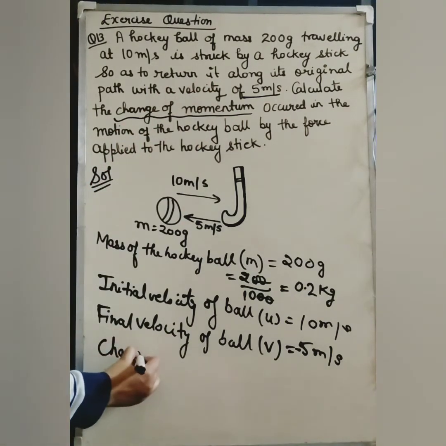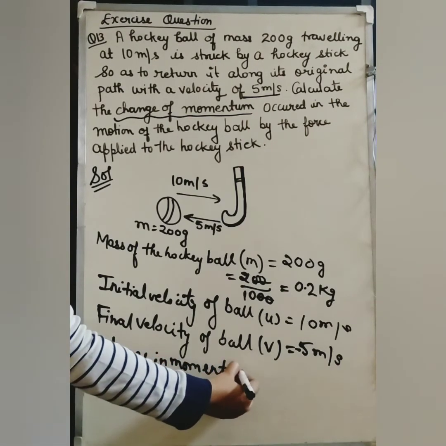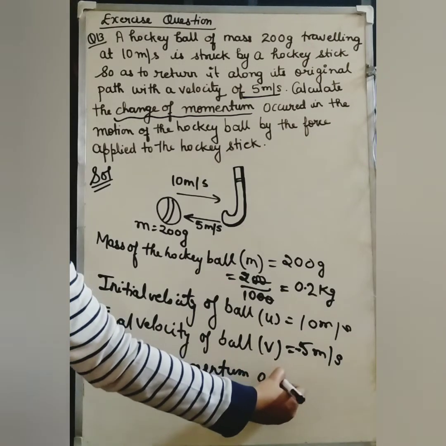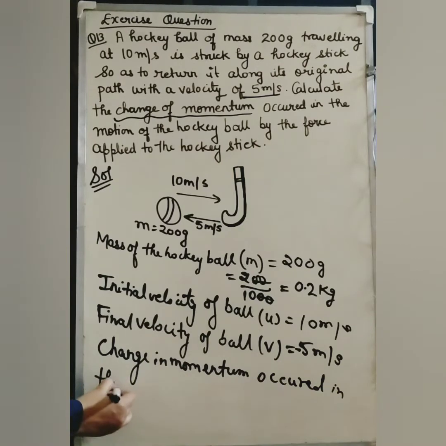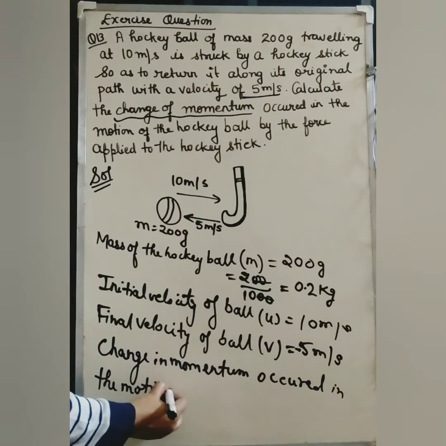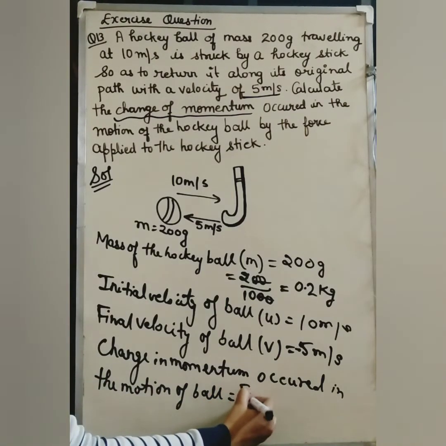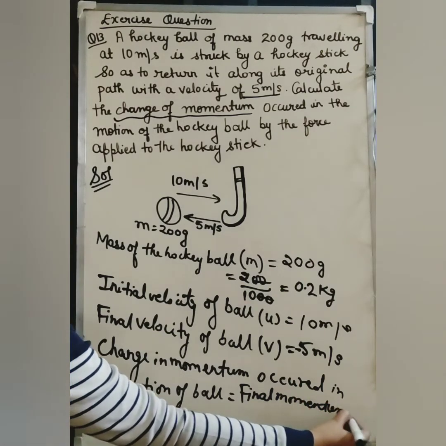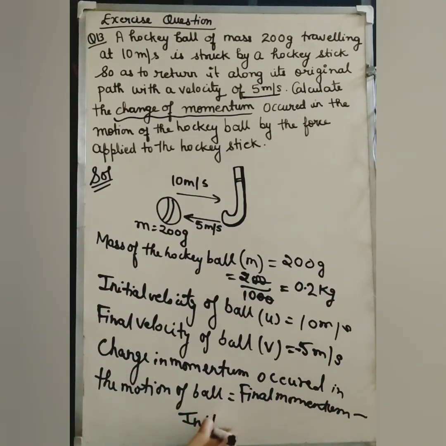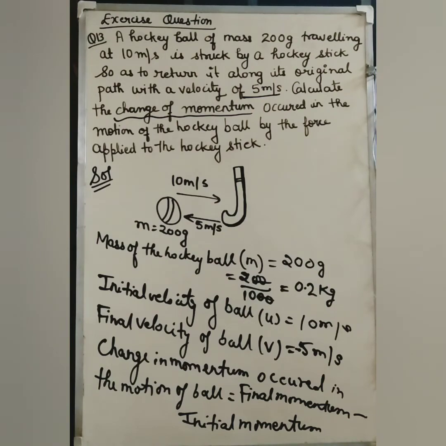So the change in momentum occurred in the motion of the ball is final momentum minus initial momentum. Okay.